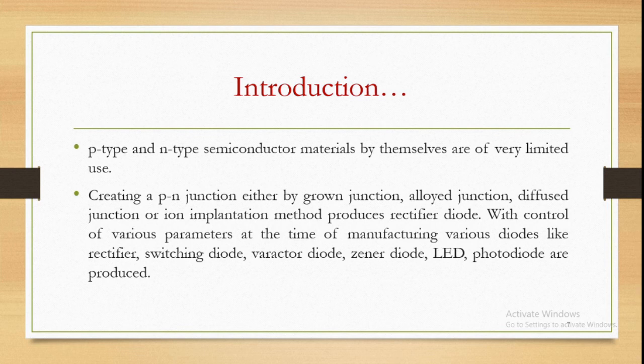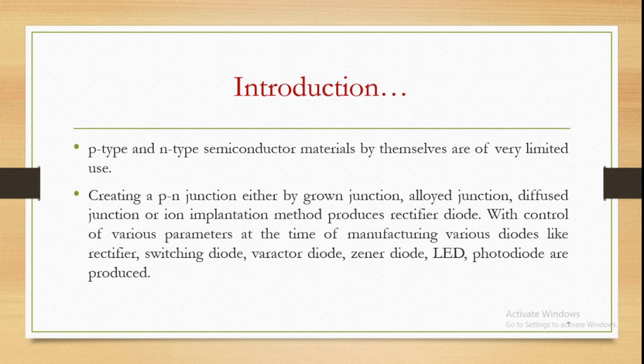Now we have two materials, p-type material and n-type material, but separately they have very limited use. So what we have to do is join them together to create a PN junction. We can make a PN junction by the grown junction technique, alloyed junction technique, diffused junction technique or ion implantation method. They will produce a rectifier diode.